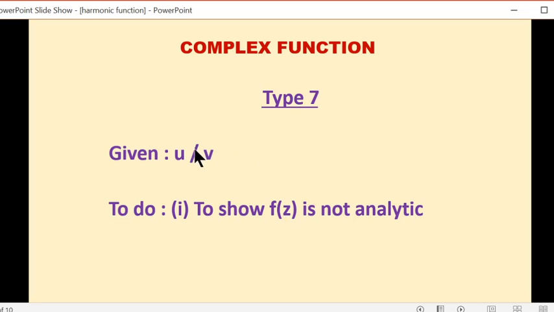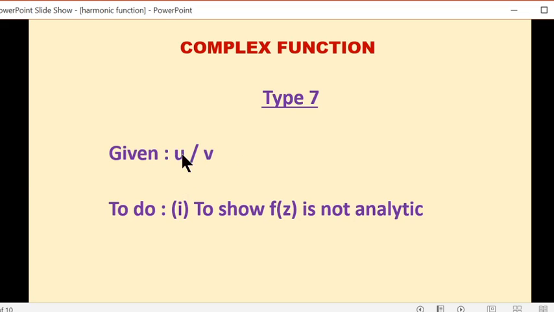Suppose you are given only u. Suppose you are given u. And if you have to show that f of z is not analytic, how will you show that? If you are given the real part u, forget about v. Okay, सिर्फ u दिया है आपको, real part u.